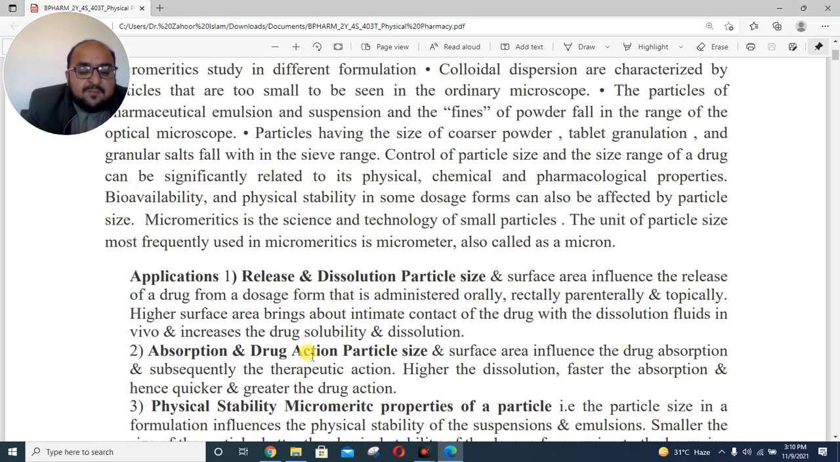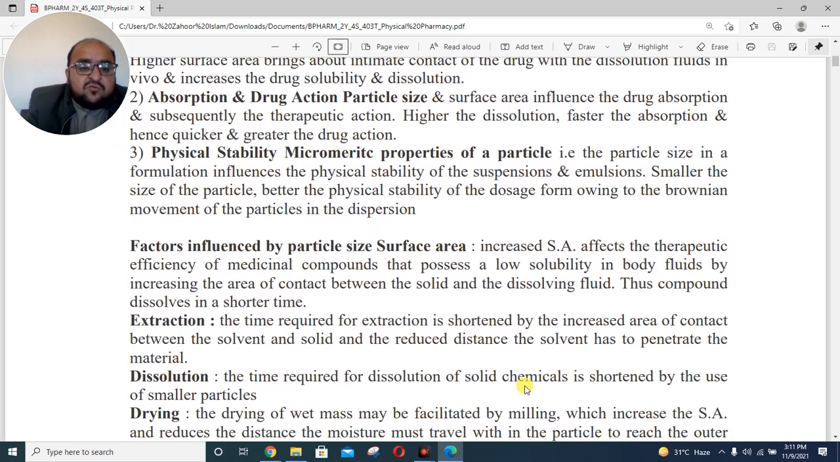The second one is absorption and drug action. Particle size and the surface area influence the drug absorption and subsequently the therapeutic action. Definitely, the higher the dissolution rate, the faster will be the absorption, and hence quicker and greater will be the drug action. This is very easy to understand.